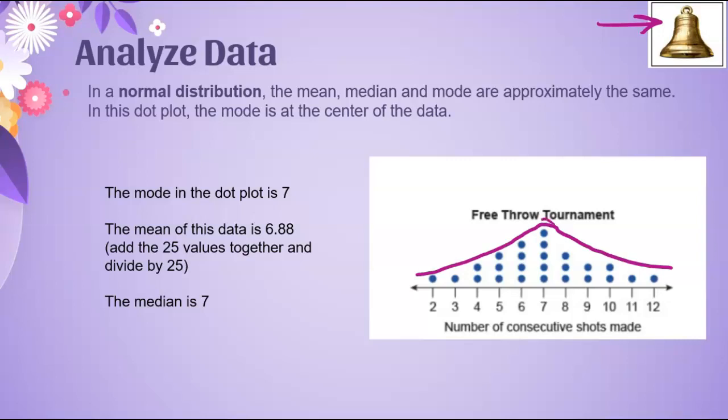So see here, this is the biggest. This has 7, the most data values. We can count them: 1, 2, 3, 4, 5. If we were to take the mean of this data, we would add up all 25 values, divide by 25, and we would get 6.88, which is our mean, or our average.